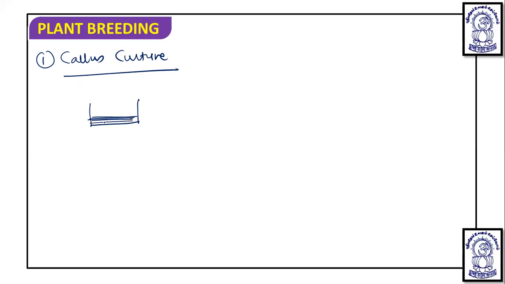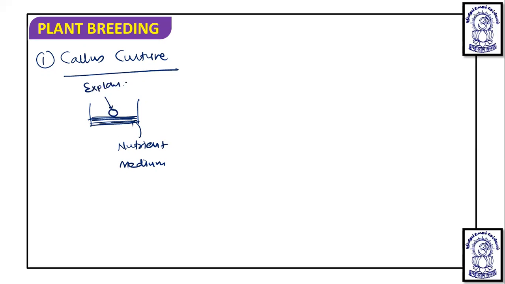Now in callus culture, what is done? We take a conical flask or a petri dish, and on this we provide a proper nutrient medium, and on the nutrient medium we inoculate an explant.